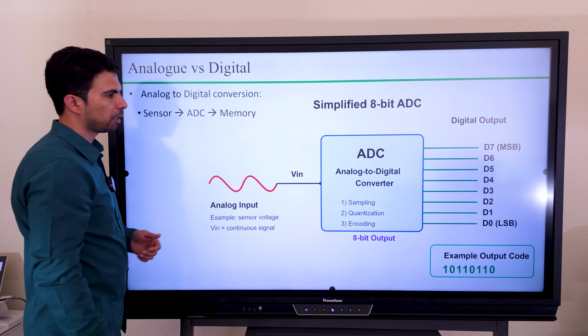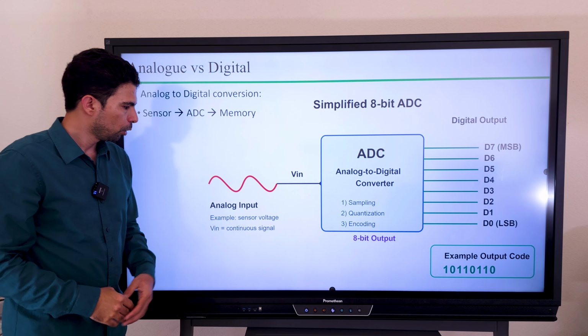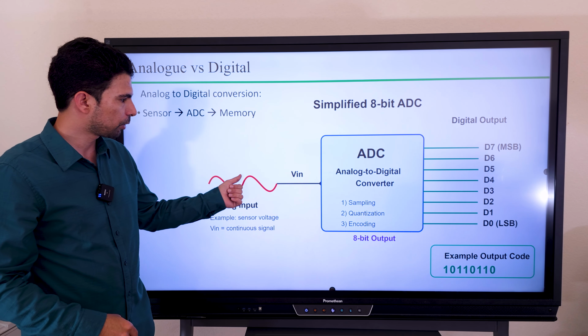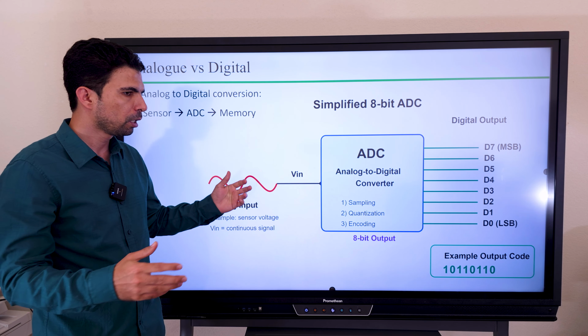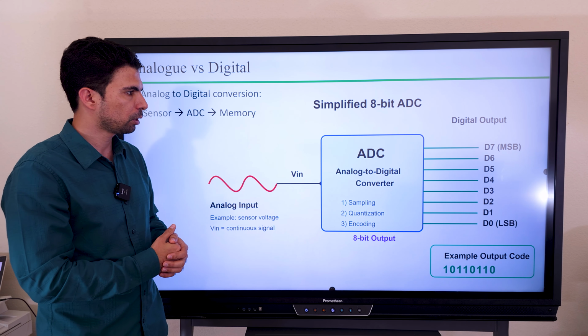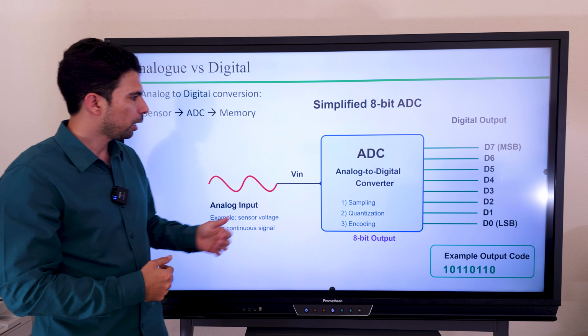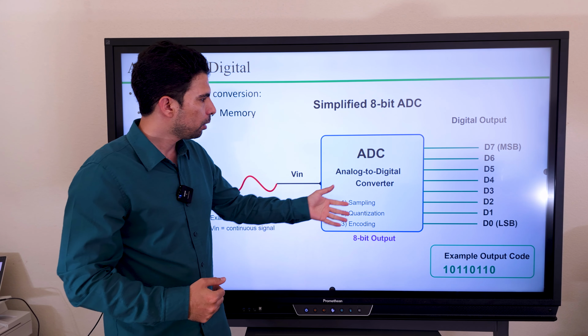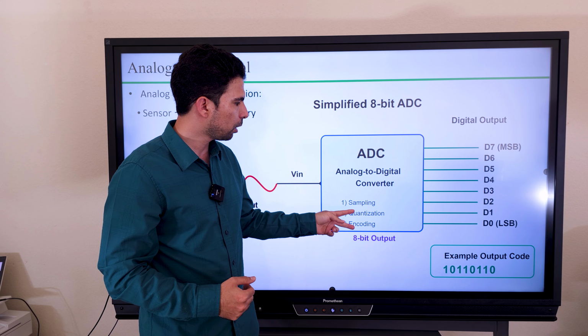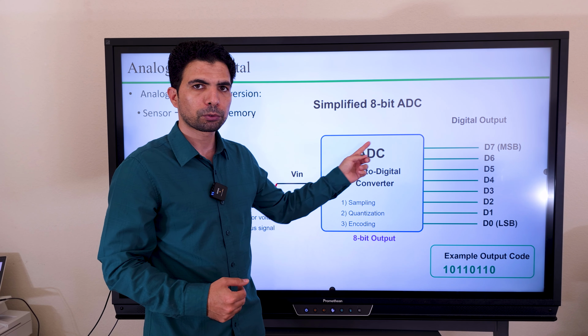These are the steps, and this is how it looks. We have an analog input here. This can be represented by a sine wave, as you see, or any other analog signal, like the examples that we mentioned in the previous slides. This is called the VN, and this is the ADC, and these are the steps to convert analog to digital.